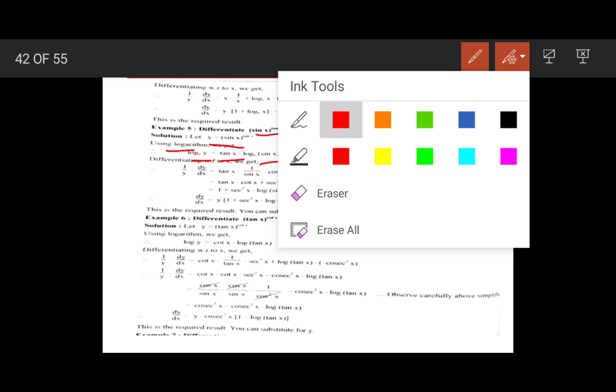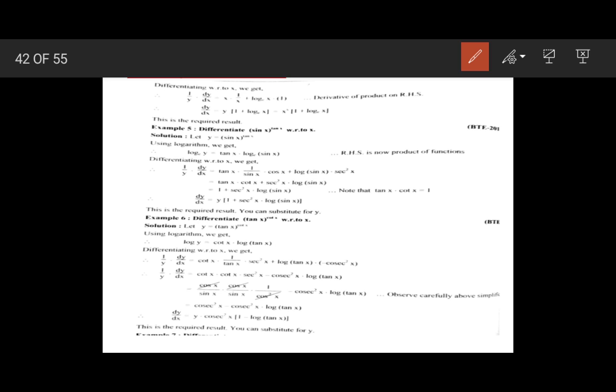Now we will differentiate with respect to x. So derivative of log y will be 1 upon y into dy upon dx. Then 10x into derivative of log sin x is 1 upon sin x into derivative of sin x, cos x. Okay. Then plus log sin x as it is into derivative of 10x. So 10x's derivative is sec square x.